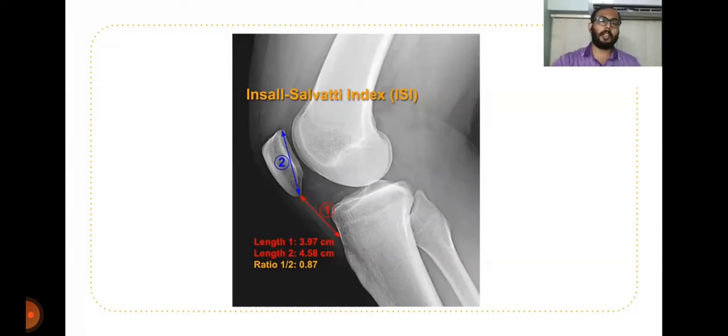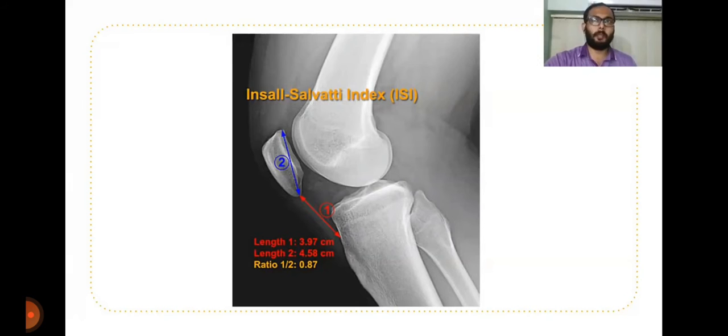And this is the Insall-Salvati index. Why? Because in patella alta, you may see the report patella alta. In the Insall-Salvati index, this is 1/2, meaning the distance from the inferior pole of the patella to the tibial tuberosity, and the complete lateral distance of the patella. Whenever there is patella alta, the patella is placed superiorly, the Insall-Salvati index will be above 1.4, and in those patients, there is more chance of chondromalacia patella.